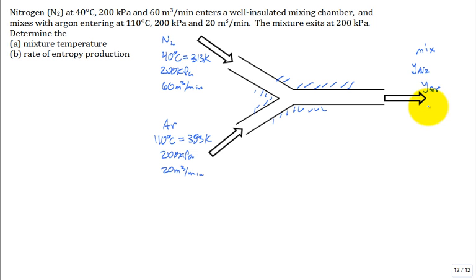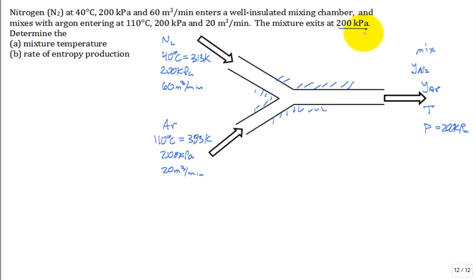It'll have one temperature representing the mixture temperature. It'll have one pressure representing the mixture pressure, and they told us it's 200 kilopascal in the problem. So there's no pressure drop. Both inlets are 200 kPa, the outlet's 200 kPa.